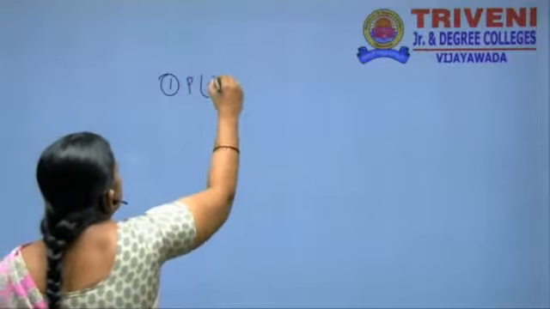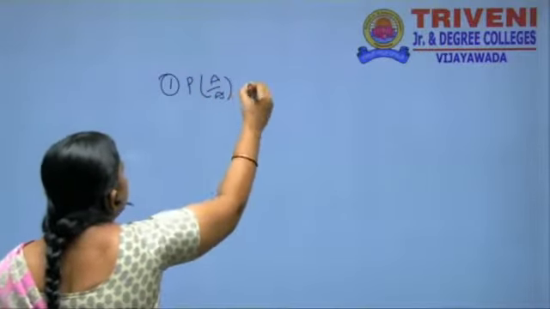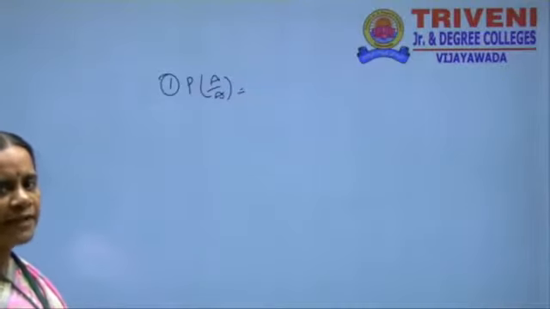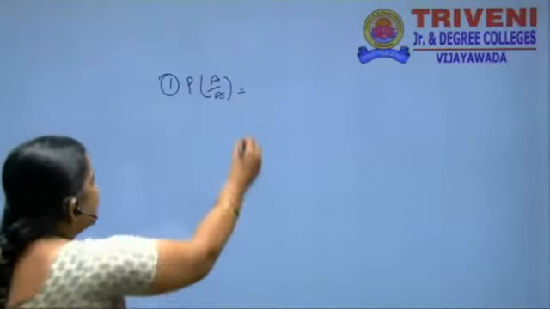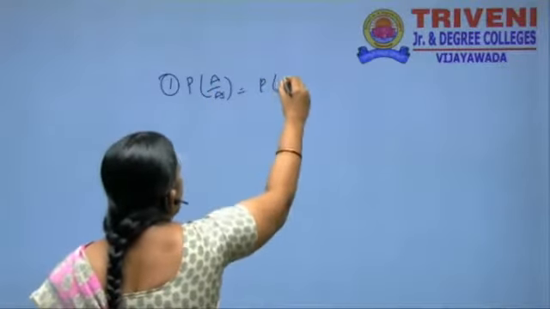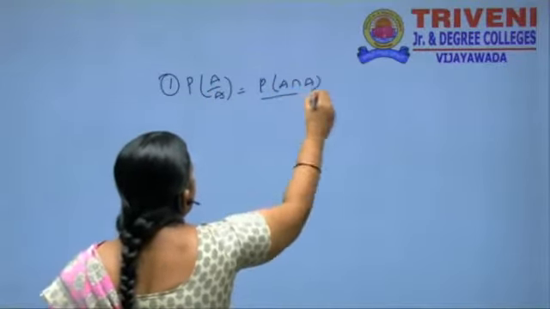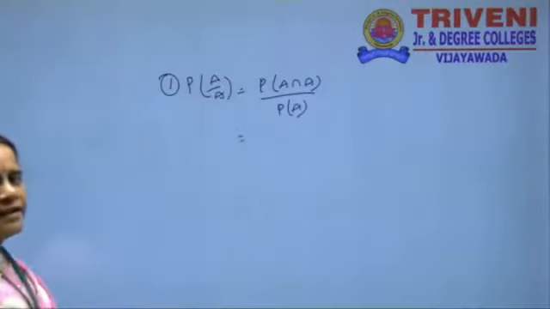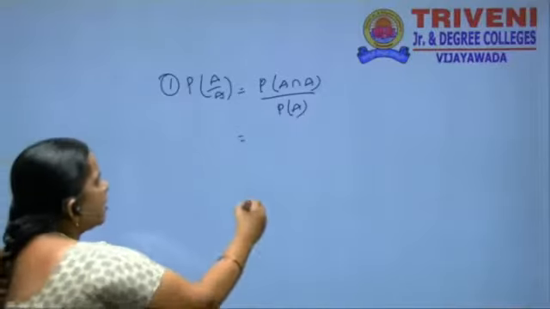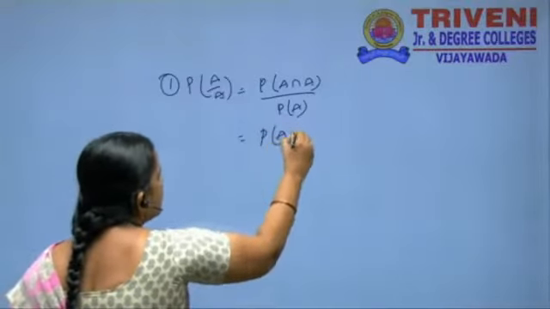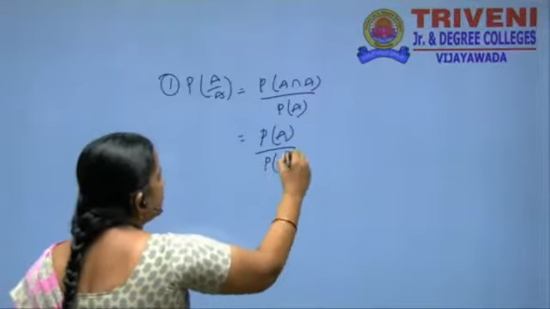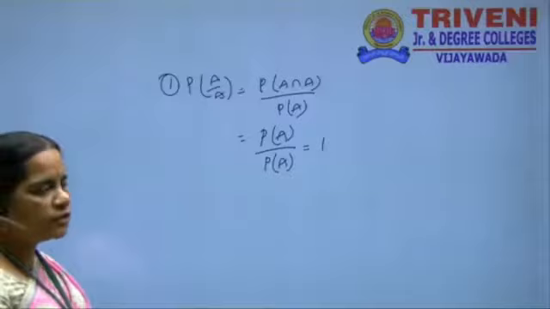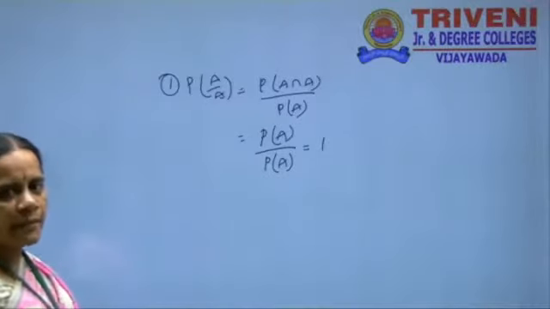A by A. This is in the multiplication theorem. P of A by B can be written as P of A intersection B by P of B. Thus here we write P of A intersection A by P of A. A intersection A is nothing but A, so P of A by P of A is equal to 1.